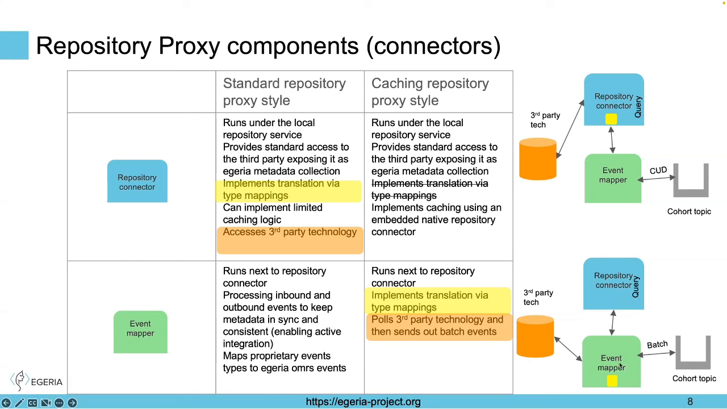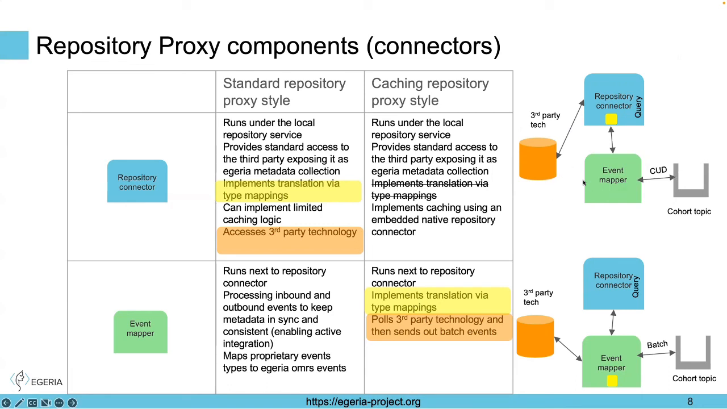So that's slightly different from the traditional pattern, where the event mapper traditionally would actually have events coming in from the third-party technology, but not in the IGC case, because at the time they didn't have events coming out for IGC. And we would have... so I realize I'm missing an event.